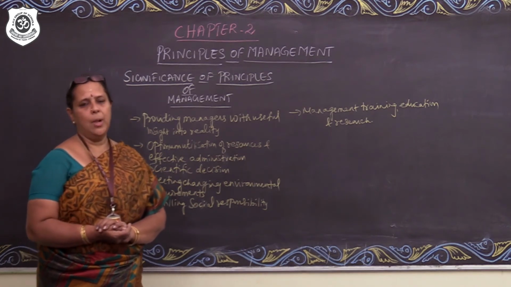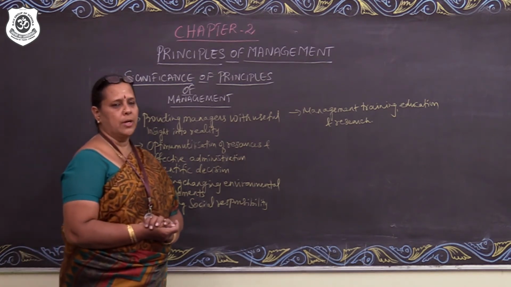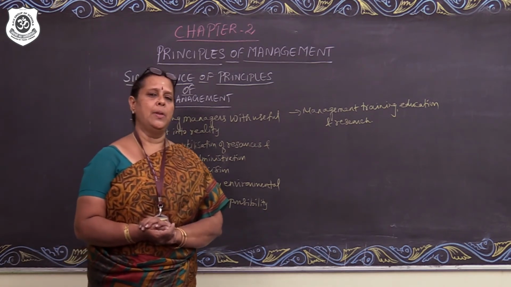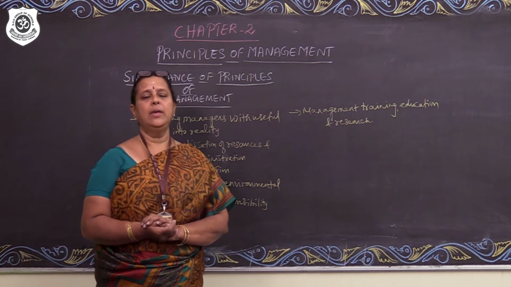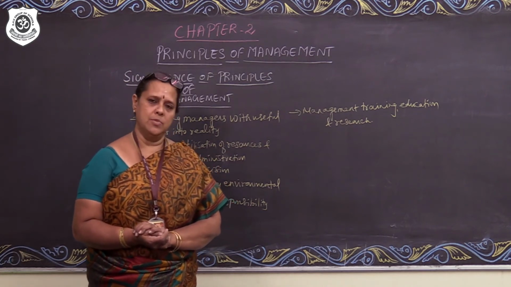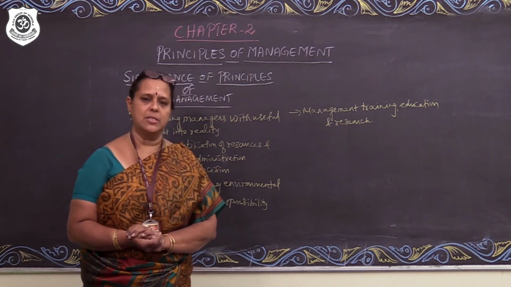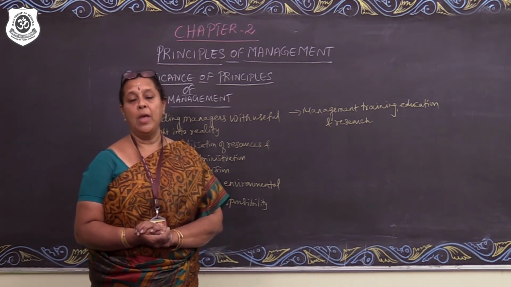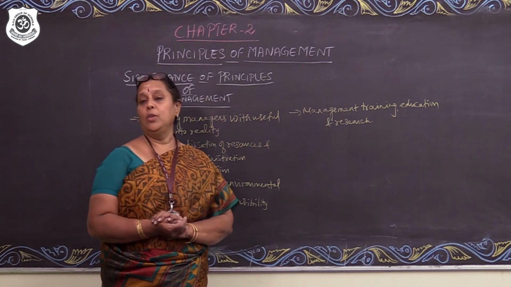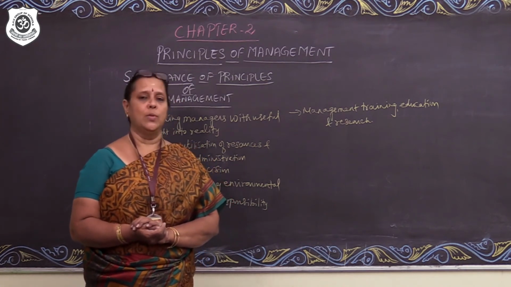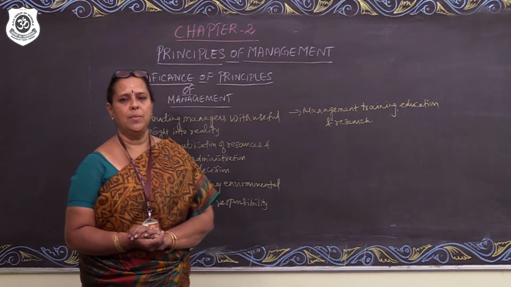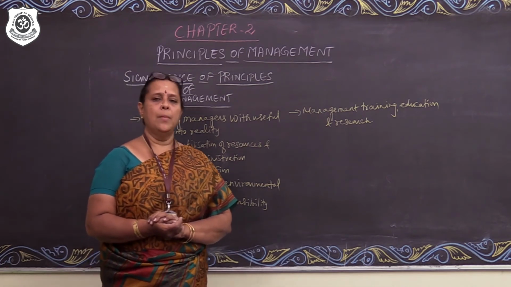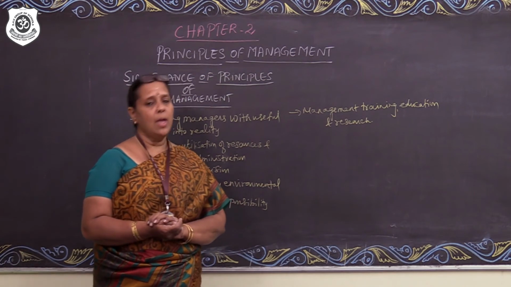For example, the principle of division of work. The principle of division of work says, however capable a manager may be, he cannot do all the work by himself because of his physical capacity. There is a difference between machine and human being in this respect. Even in case of a machine, you cannot run the machine continuously. Definitely at a point in time, even the machine will stop working. So, that being the case, the manager cannot do all the work by himself.